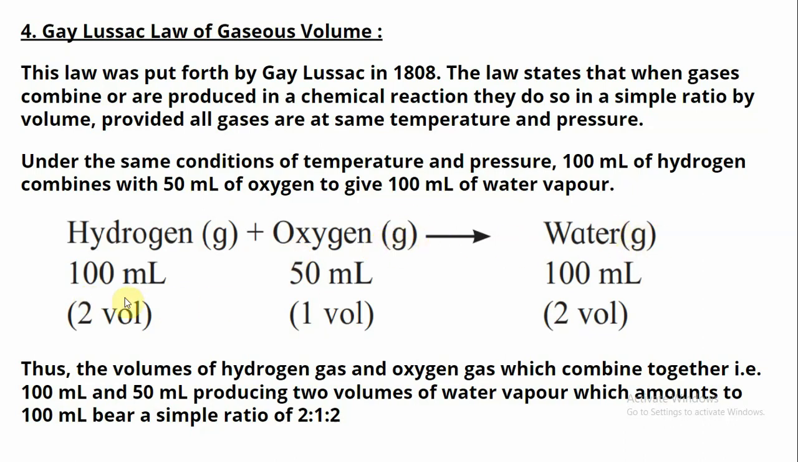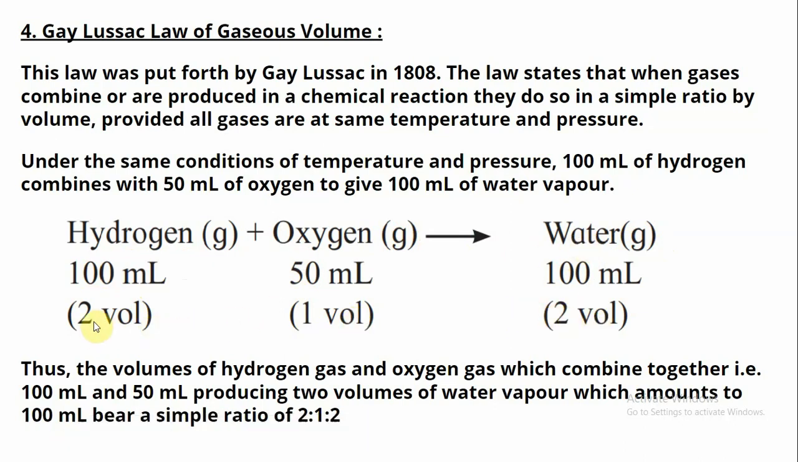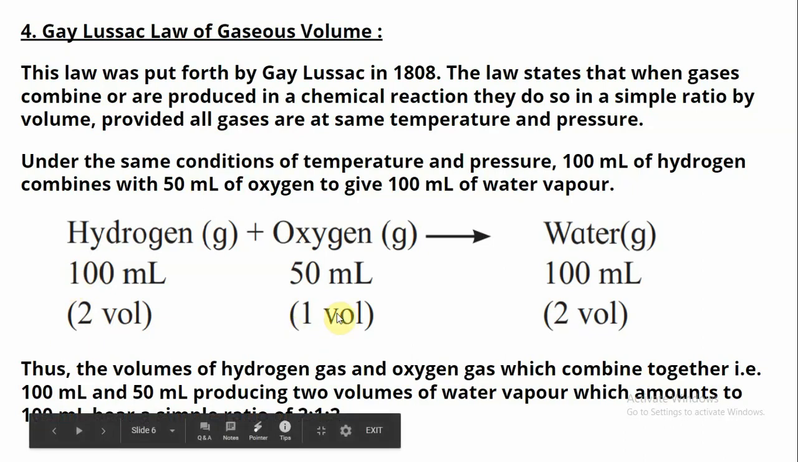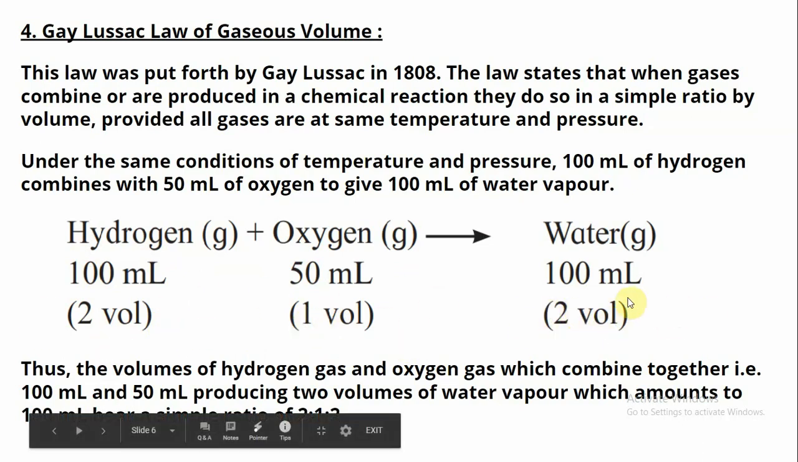100 ml of hydrogen gas plus 50 ml of oxygen gas gives 100 ml of water, which is also provided in gas form. 2 volumes of hydrogen plus 1 volume of oxygen give 2 volumes of water. Here the simplest ratio is 2 is to 1 is to 2, that is 100 is to 50 is to 100. This is the simplest ratio presented by Gay-Lussac.